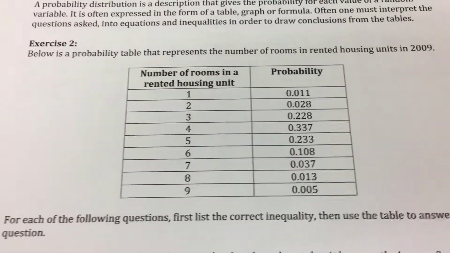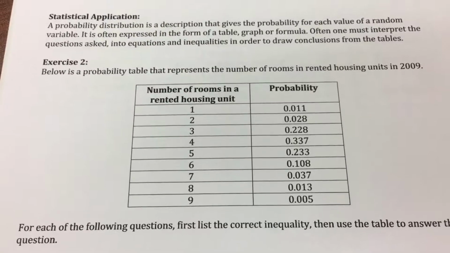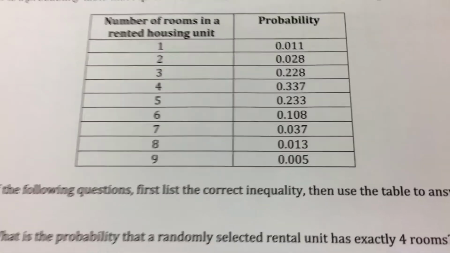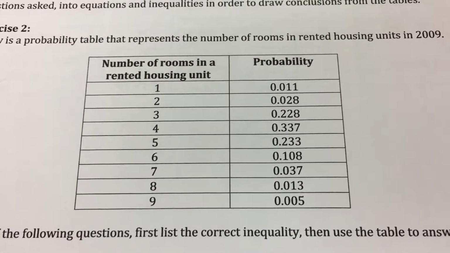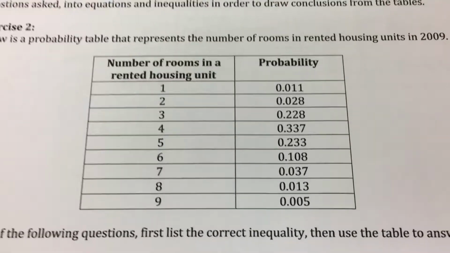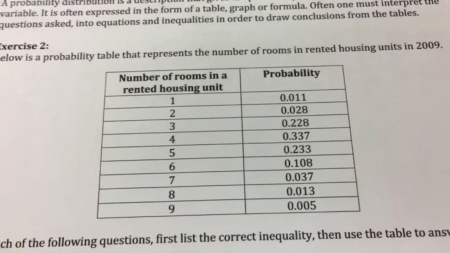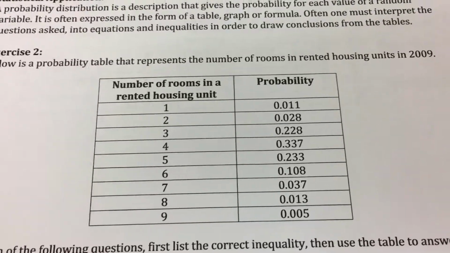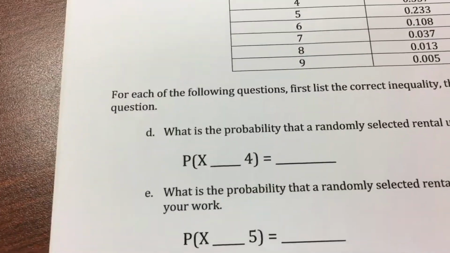Okay. Now remember, there's 2 requirements for a probability distribution. All your probabilities have to add up to 1, and all your probabilities have to be between 0 and 1. And this table works for that. So what you're going to do is use this table to come down and answer problems down here.